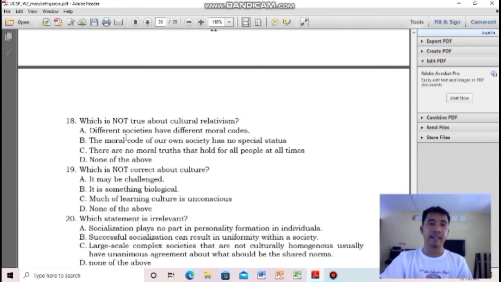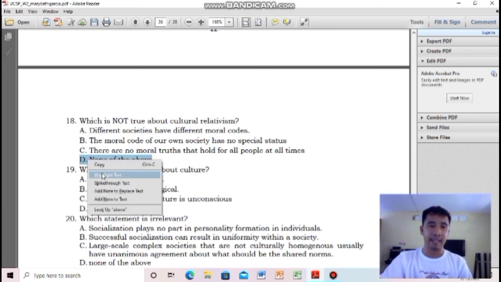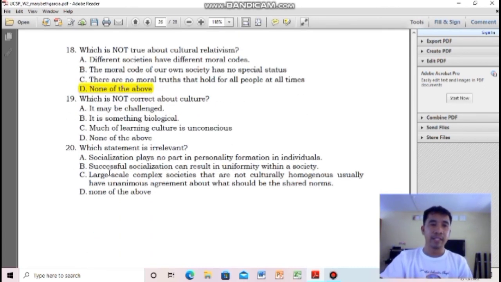Okay. 18, which is not true about cultural relativism. Not true about cultural relativism, it's letter D. None of the above because it's all true on statement A, B, and C. Number 19, which is not correct about culture. Number 19 is letter B. It is something biological. No, culture is not biological.